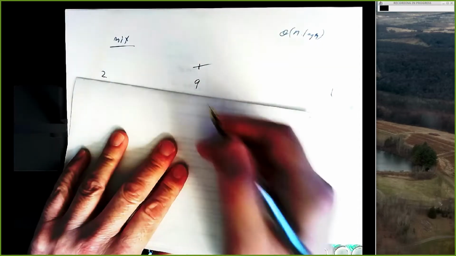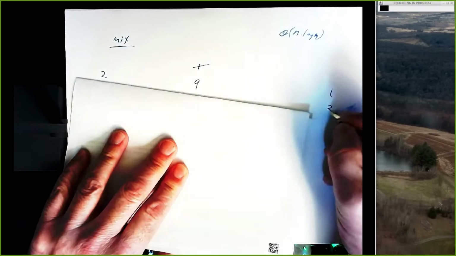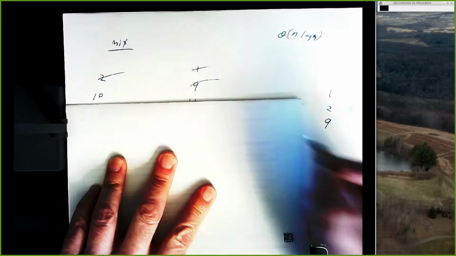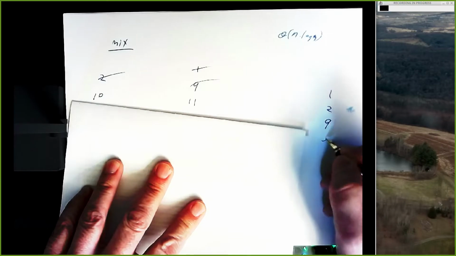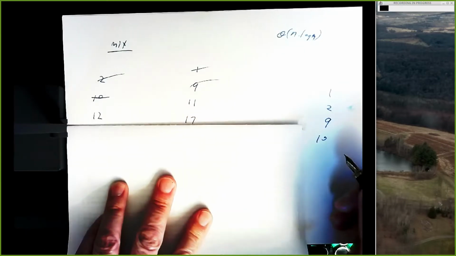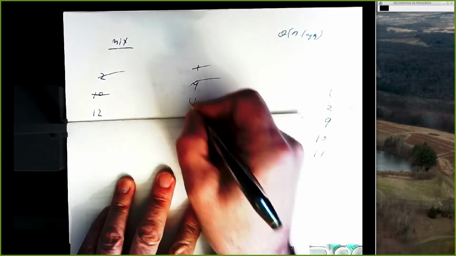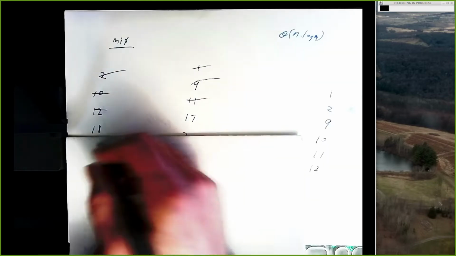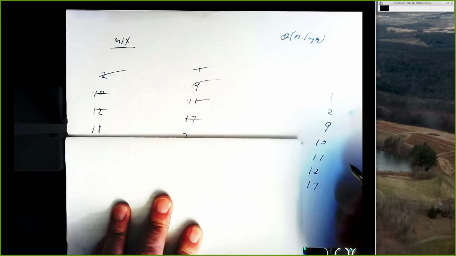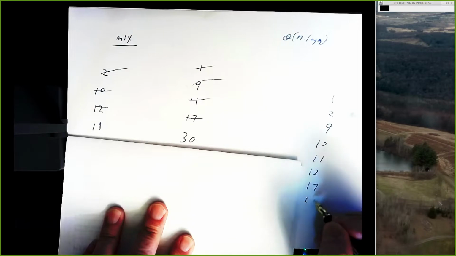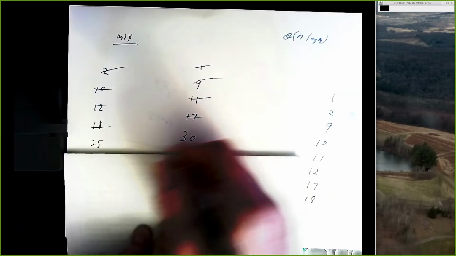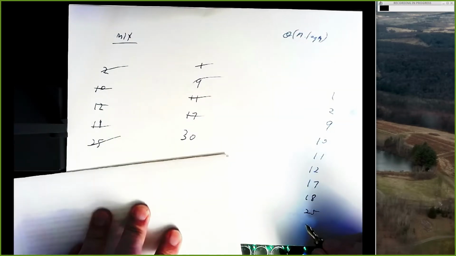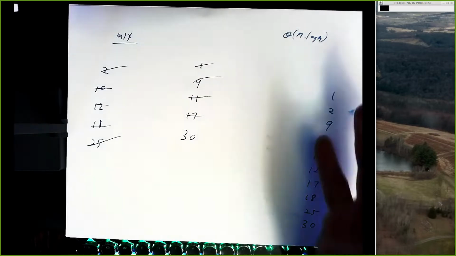And now I look at the top number of both lists. And a 2 is smallest, so I write down a 2. Look at the top number of both lists. A 9 is smallest. Write that down. Look at a 10 and 11. There's a 10. Cross off the 10. Look at a 12 and 11. 11 is the smallest. Look at a 12 and 17. 12 is the smallest. Look at 18 and 17. 17 is the smallest. Look at 18 and 30. That gives us an 18. Look at 25 and 30. That gives us a 25. And now there's nothing left in this list, and so I just put the last number from the other list into here. And there's my sorted list.